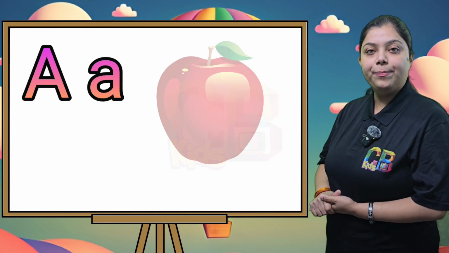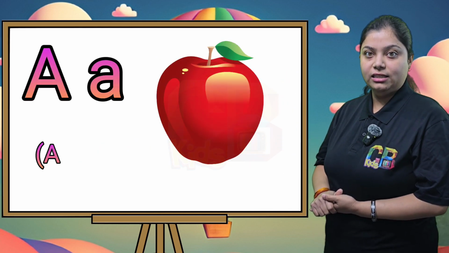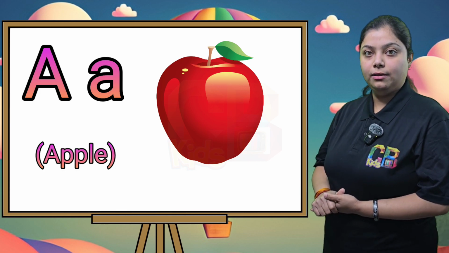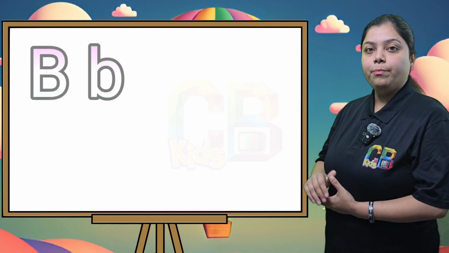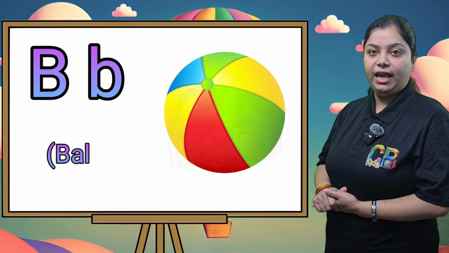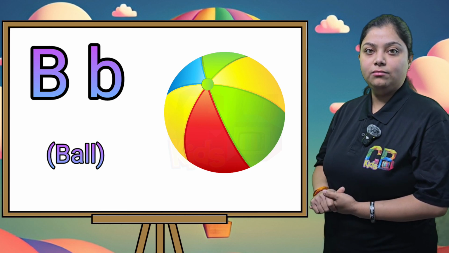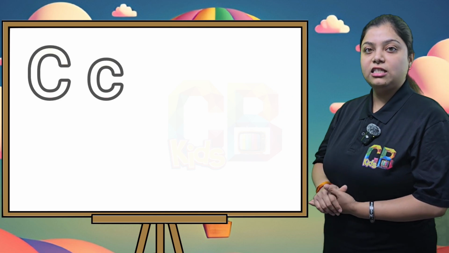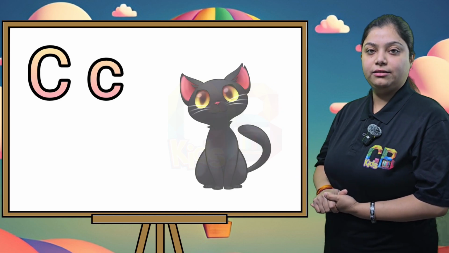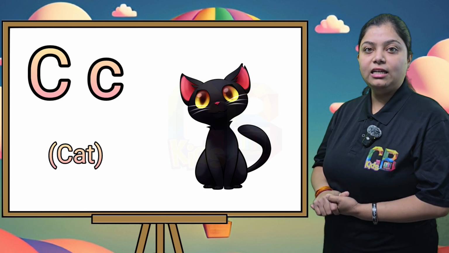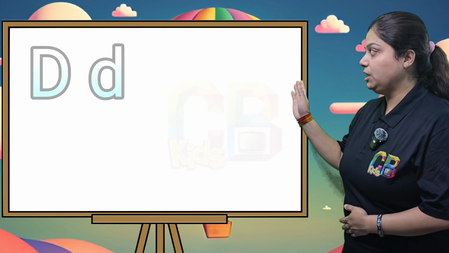A for apple. A double P L E apple. B for ball. B A double L ball. C for cat. C A T cat.